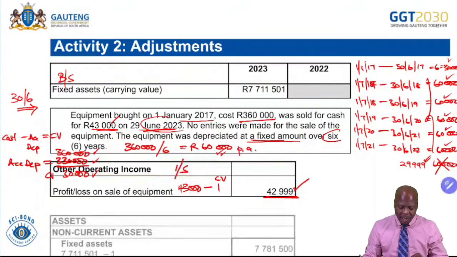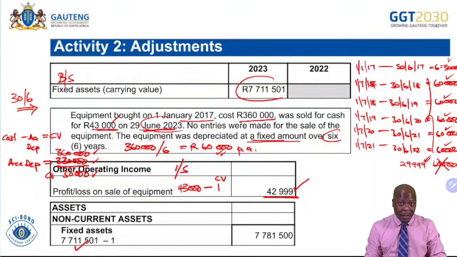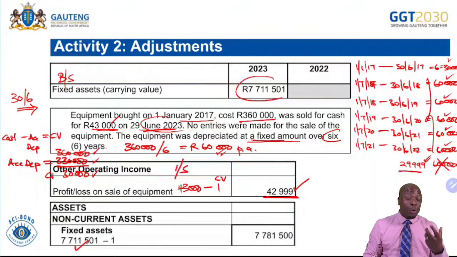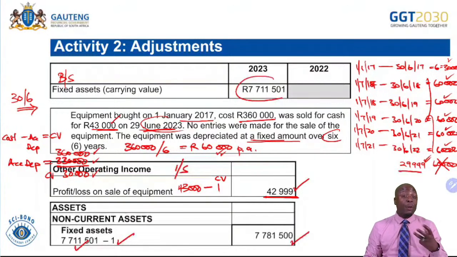When we now come to our statement of financial position, we take the amount in the list of balances, which is 7,711,500. And then we know that we had an asset that we were still recording in our books, which had reached the end of its useful life. And we had 1 rand carrying value on it. But now because we have sold it, we have taken it out of our books, we come and we say minus, hence we end up with 7,781,500. All right, there's several ways in which one would have done this, but I decided to do it in this simple way. Okay, I'm going to move on to the next adjustment.